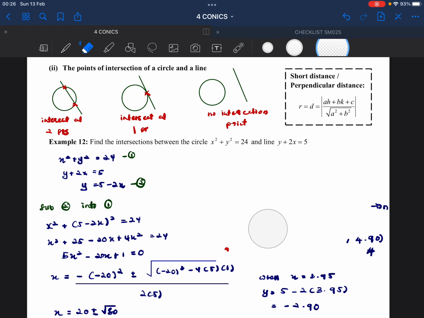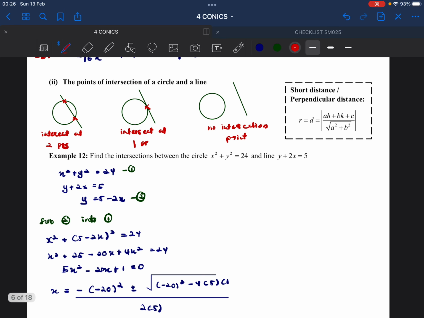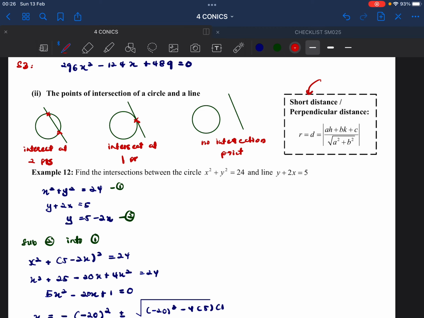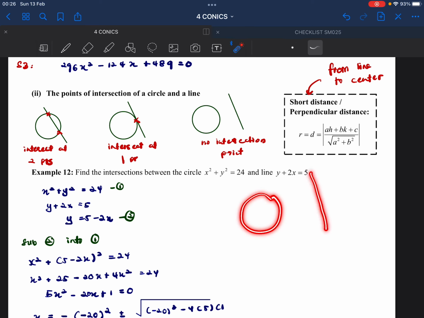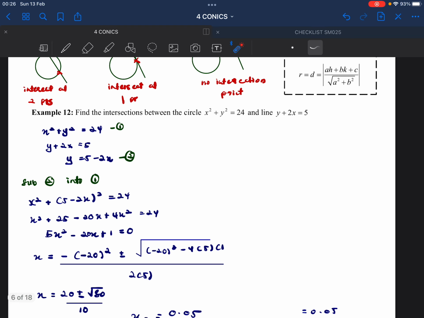I'm going to erase this part. The shortest distance or perpendicular distance is from the line to the center. So here you have the circle, here you have the line, here you have the center. This is what we call the shortest distance, which we label as D. There are two cases to solve this problem.